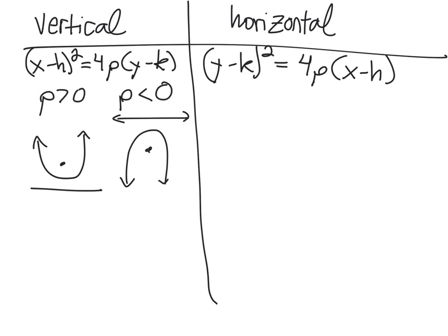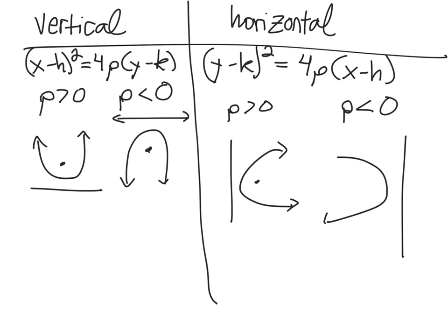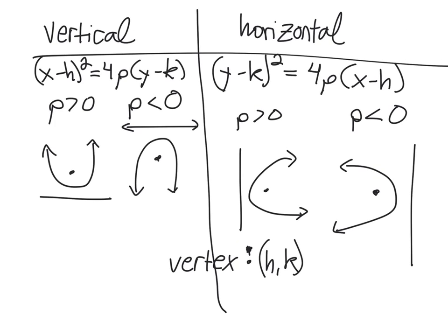On a horizontal parabola, P is again going to determine the direction it's going to go. When P is positive, our parabola is going to point to the right. And when P is negative, our parabola is going to point to the left. A key piece of information that we can get from this formula is our vertex, which is going to be (h, k) for either one of these.